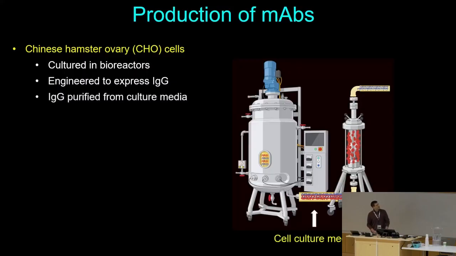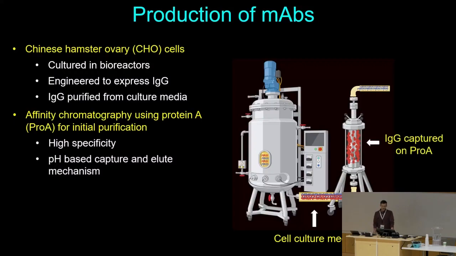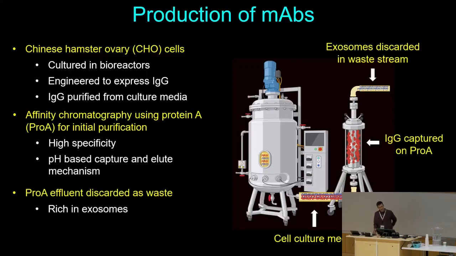Now, typically, mAbs are produced using Chinese hamster ovary cells cultured in bioreactors, and they're engineered to express IgG. And the IgG is then purified from cell culture media, typically using affinity chromatography, employing a protein A ligand for the initial purification at least. And the protein A has a high specificity for the IgG and utilizes the pH-based capture and elute mechanism. However, the ProA effluent is currently discarded as waste, and it is rich in exosomes.